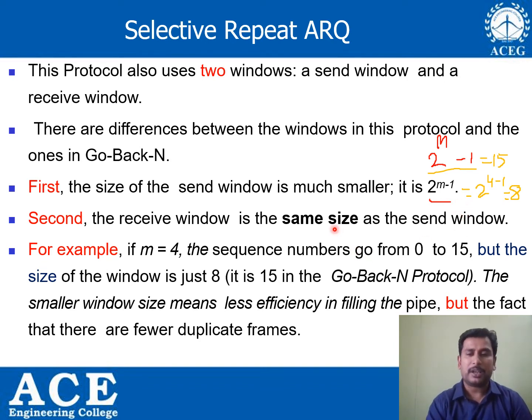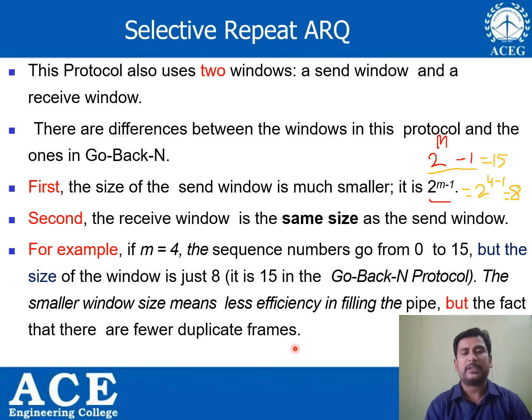Now just as we discussed, if m equals 4 for Go Back N ARQ, the sequence number starts from 0 to 2 power m minus 1. So we have sequence numbers ranging from 0 to 15, but the size of the window in case of selective repeat is only 8. So here the sequence number will be 0 to 7. The smaller window size actually makes the pipelining less efficient, but the fact is there are only very few duplicate frames. So compared to Go Back N automatic repeat request, here the number of duplicate frames will be less.